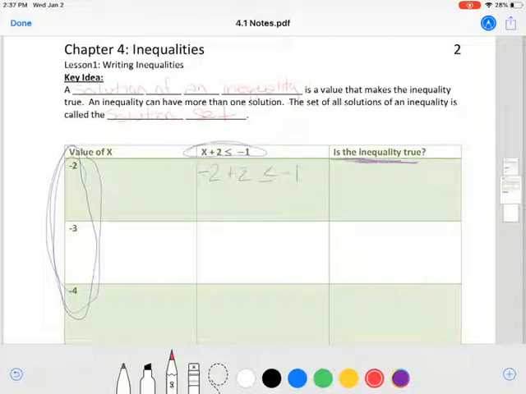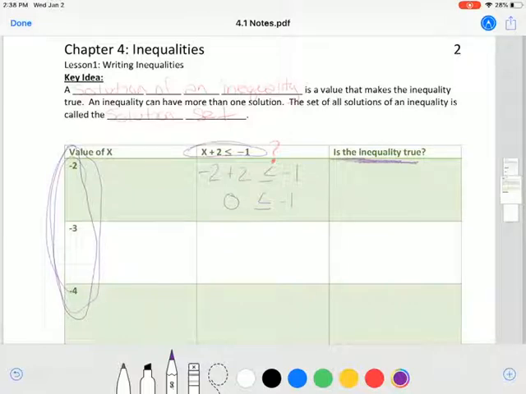And basically what we want to figure out is, is this correct? Is this true? Does this make this inequality true? So first let's solve. We know -2 plus 2 is 0, because if you owe the bank $2 and then you pay them $2, you owe them nothing. I'm going to bring down my inequality sign just to test this out and bring down my -1. So this inequality statement says 0 is less than or equal to -1.